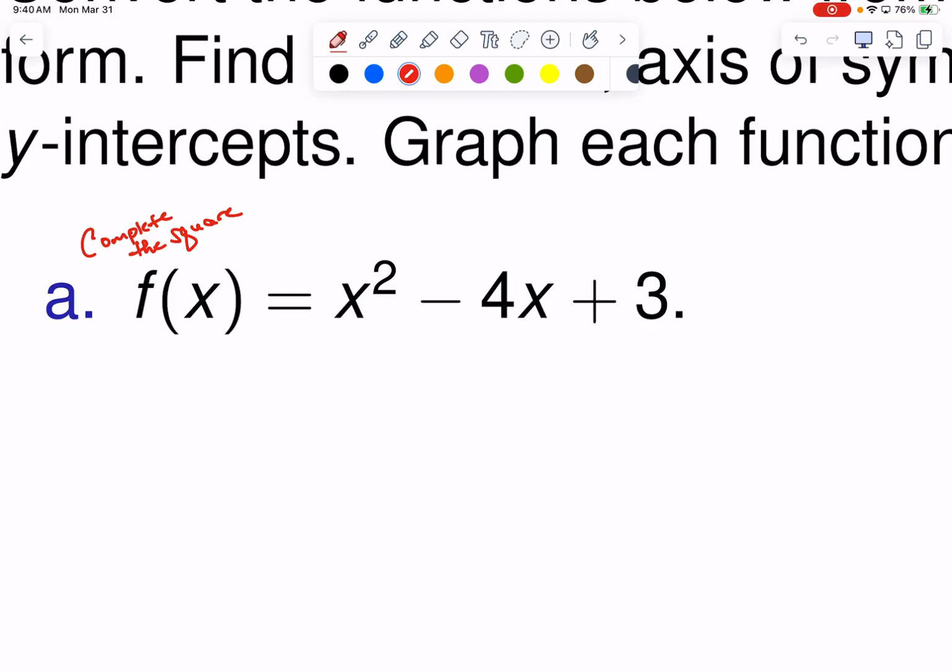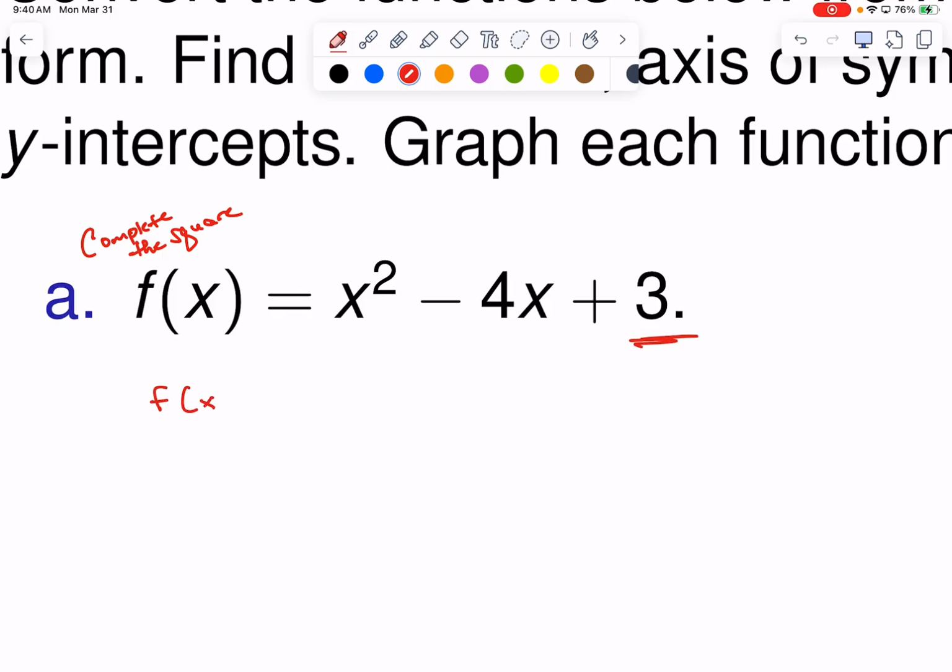If it's not a perfect square, and here's how you know, your first term and your last term have to be perfect squares. If they're not, it's not a perfect square. They're not. So here's what you're going to do. It's this 3 that's the problem. Does everybody agree? Push it out of the way.